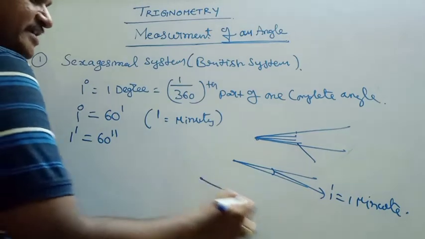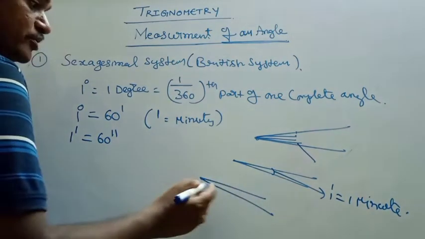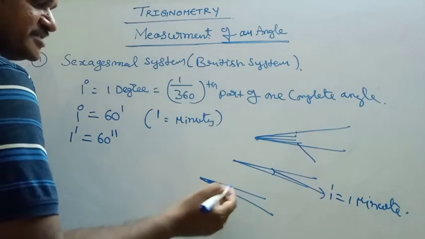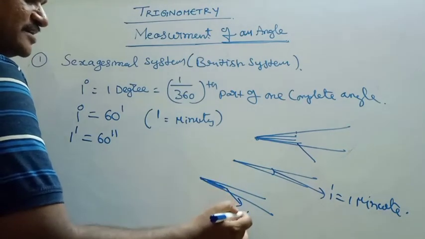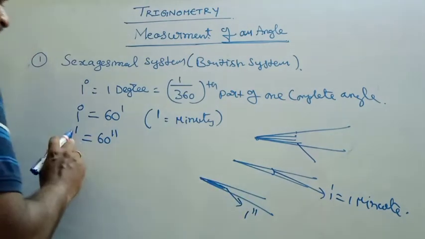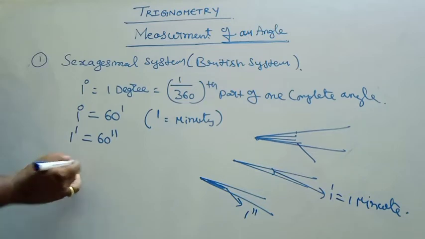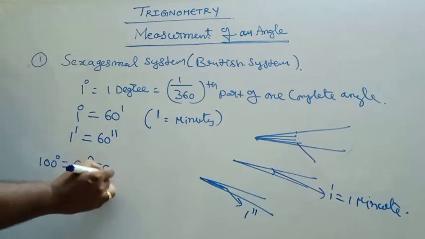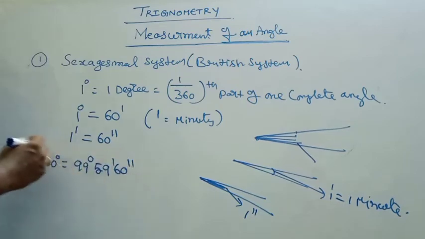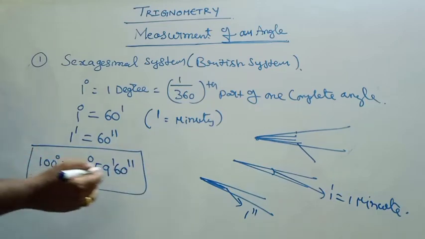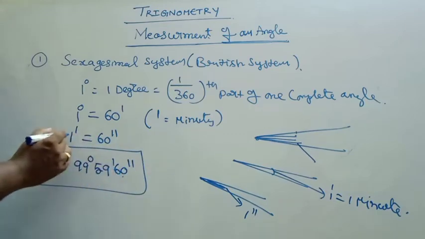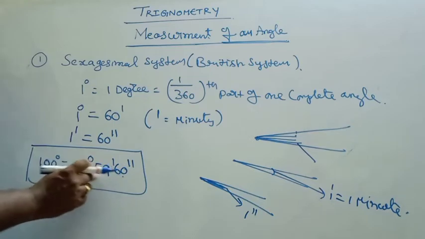Now you have 1 minute here. I cannot draw it even on the board. For finer calculation, they divide it into 60 equal parts, and they call it 1 second. 1 minute equals 60 seconds. Now suppose you have some angle, for example 100 degrees, that we can write as 99 degrees, 59 minutes, 60 seconds. Because, my dear students, 60 seconds equals 1 minute, and that 1 minute is added to 59 minutes.